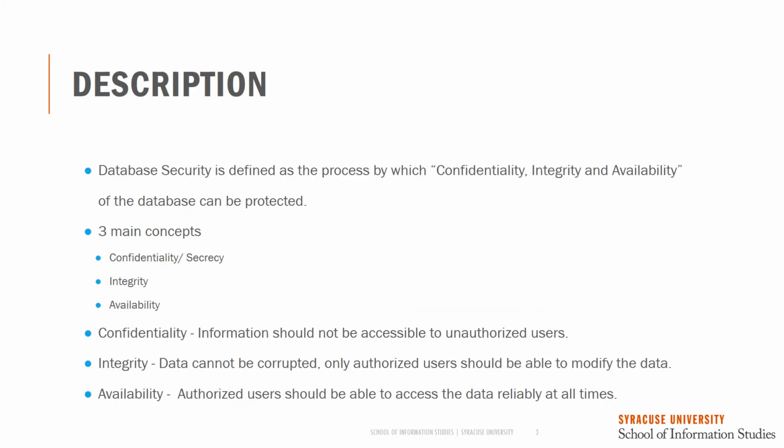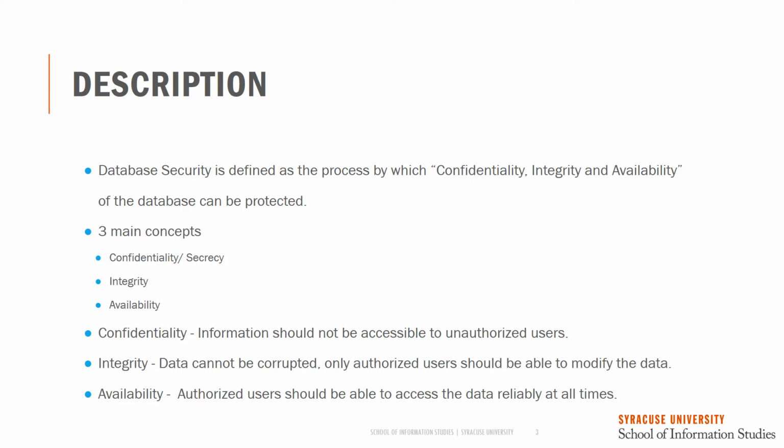Database security concerns the use of a broad range of information security controls to protect databases against compromises of their confidentiality, integrity, and availability. It involves various categories of controls, such as technical, procedural, and physical. There are three main concepts: confidentiality, integrity, and availability.